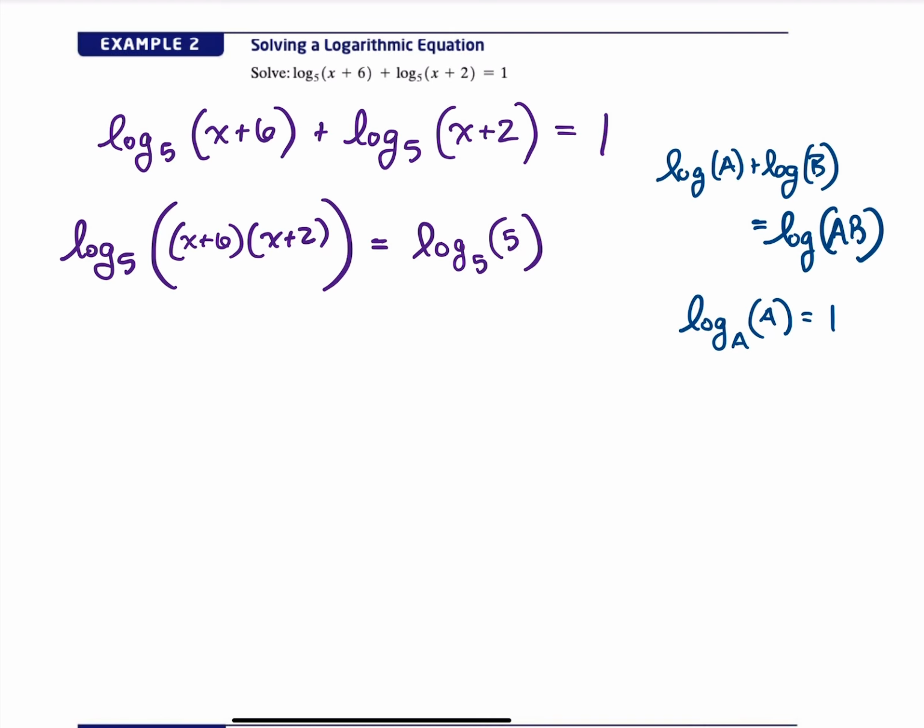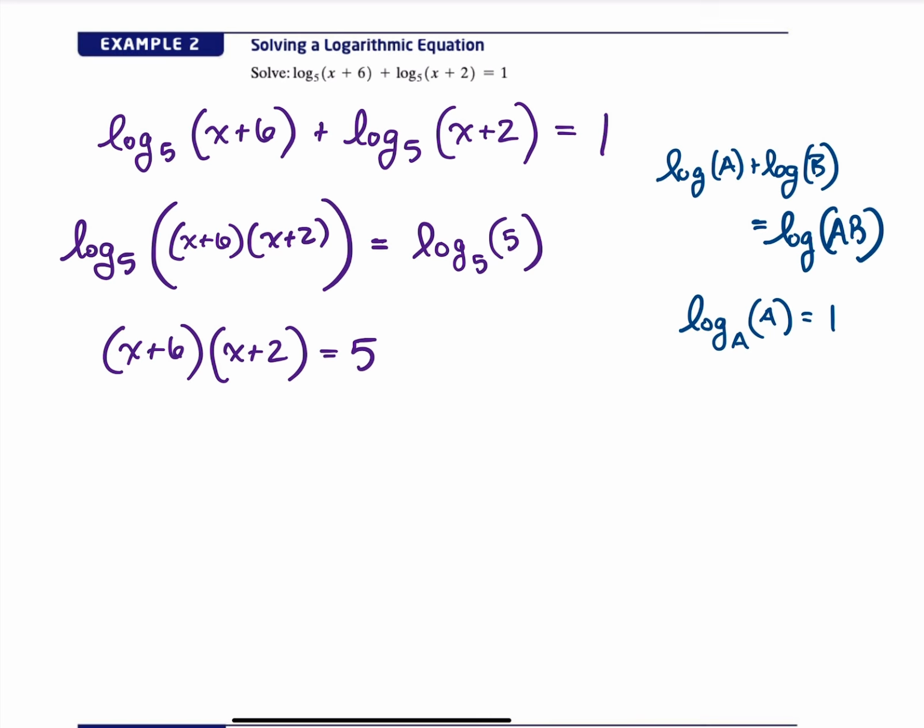Hopefully that feels okay. We can turn a 1 into any logarithm using that property. So now we're in that condition where we have log base 5 of something equals log base 5 of something else. We can just say whatever's inside is equal to each other. X plus 6 times x plus 2 should be equal to 5. Cool. Now let's just solve for x.